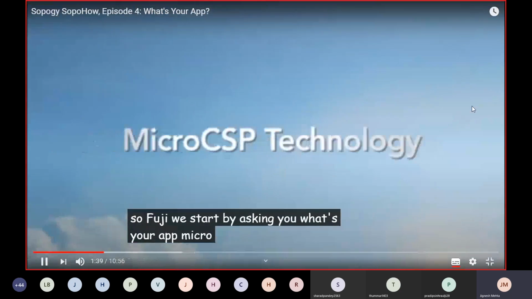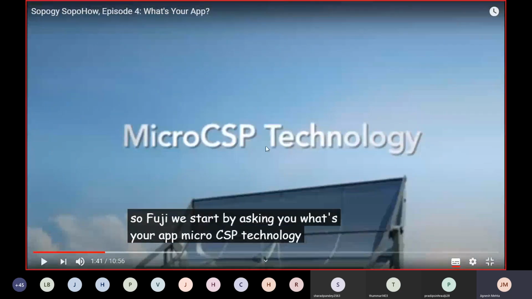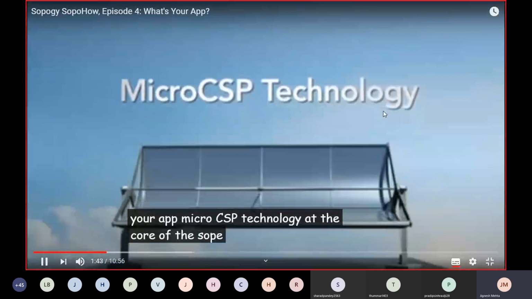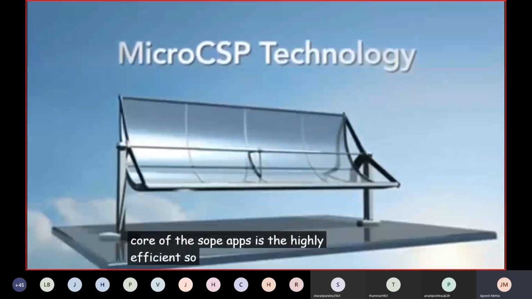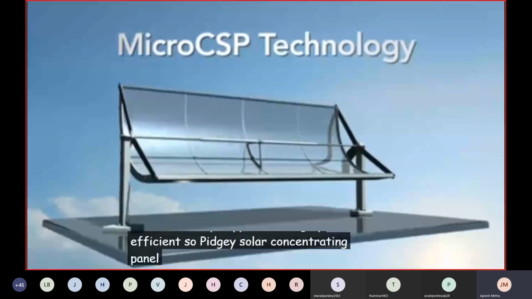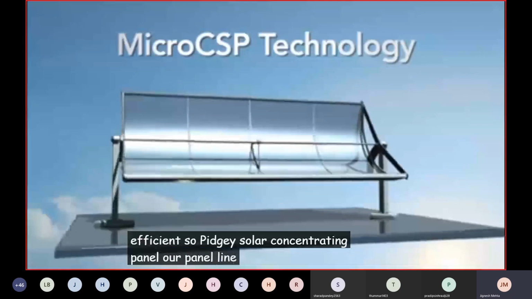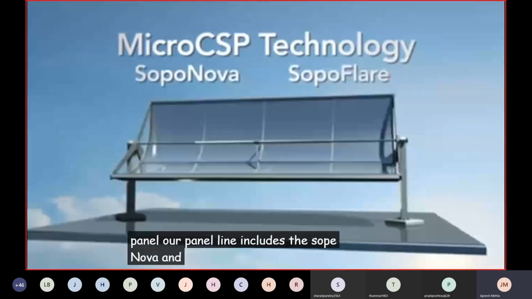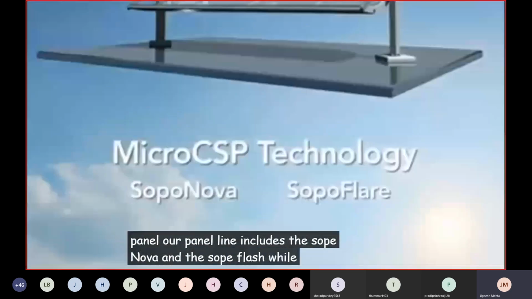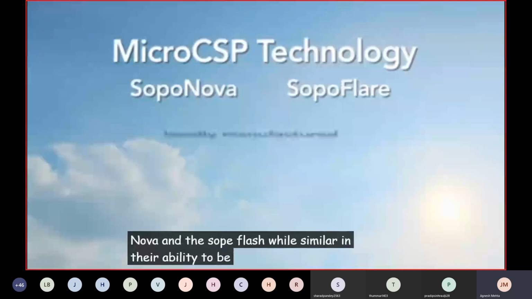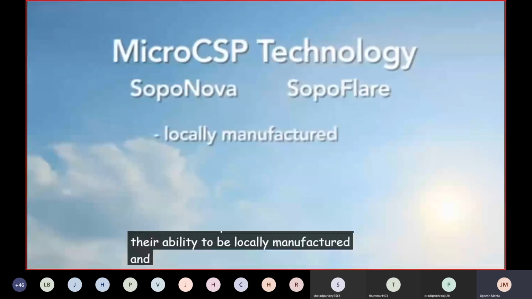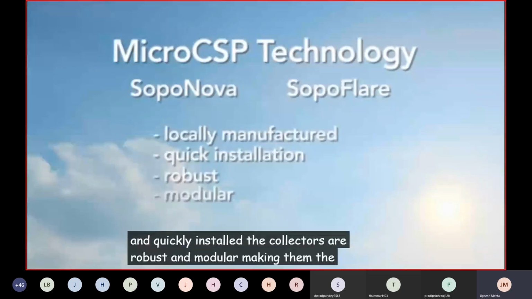Micro CSP technology. So app is application of solar energy for different purposes. At the core of the Sopo apps is the highly efficient Sopogy solar concentrating panel. Our panel line includes the Soponova and the Sopo Flare. While similar in their ability to be locally manufactured and quickly installed, the collectors are robust and modular, making them the right solar technology for your project.